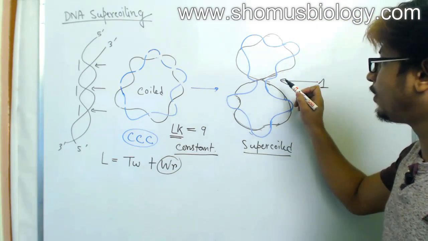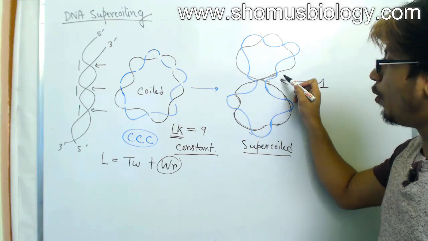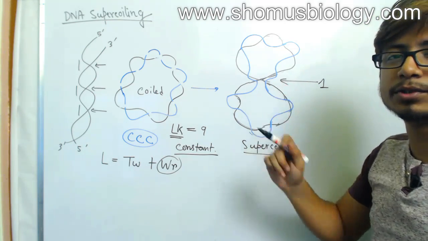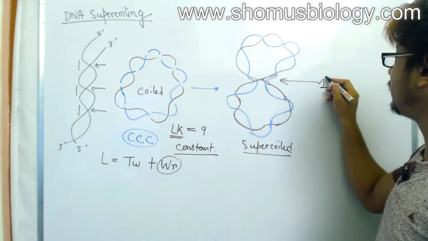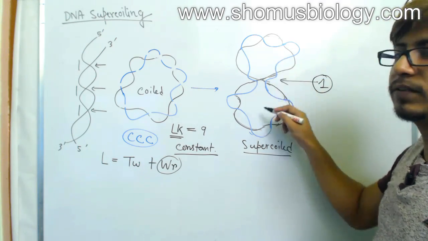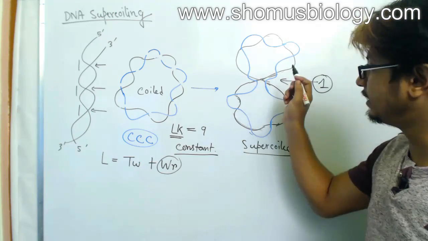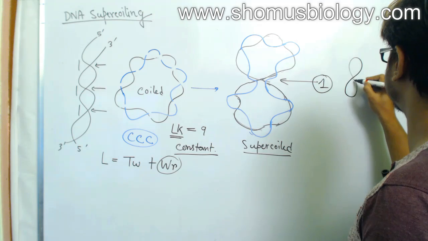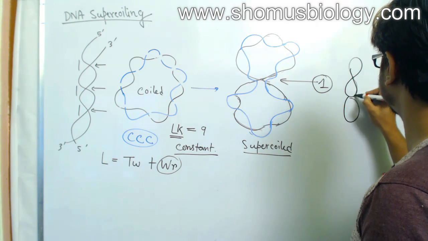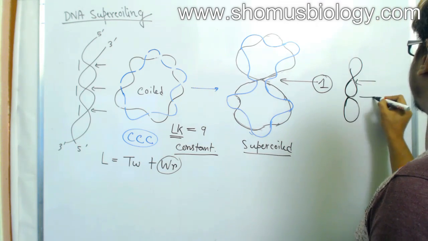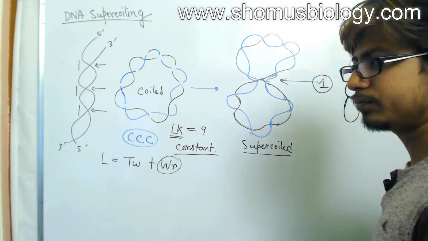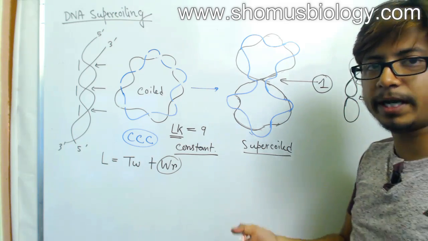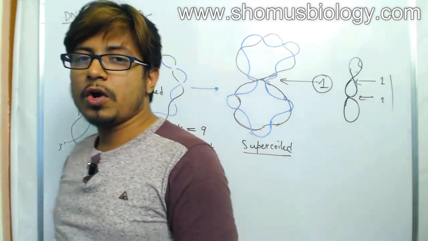Writhe is the number of times two strands of the DNA cross over another two strands of the DNA. So this means 1. So the writhe of this structure is 1 in this case. Now if the structure forms something like this, you can say the writhe is 2, right? And twist is completely separate, depending upon how many times one strand crosses another.